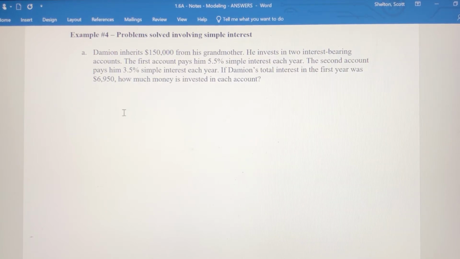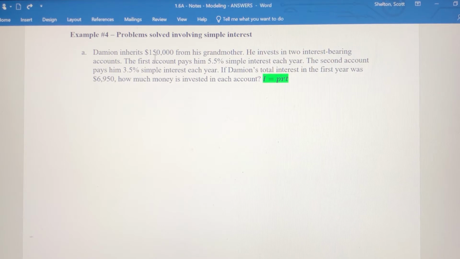All right, so in this situation here, we've got simple interest at play. We're going to model this situation using the simple interest formula, which is I equals the principal, which is the amount invested, times the interest rate, that's a percentage, but we have to write that as a decimal, times the time. So this is the formula we'll be using. We're going to use it a couple times here to help us figure out this situation.